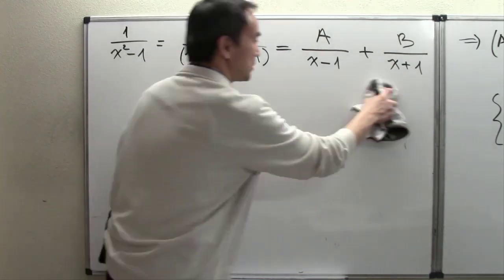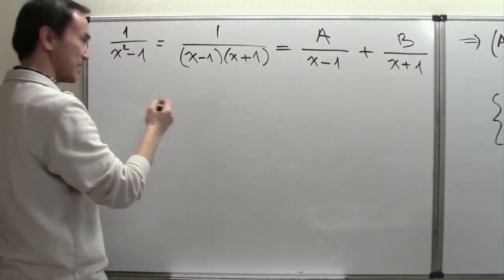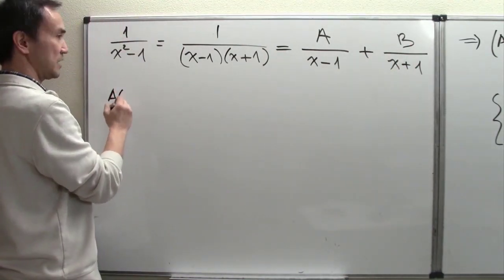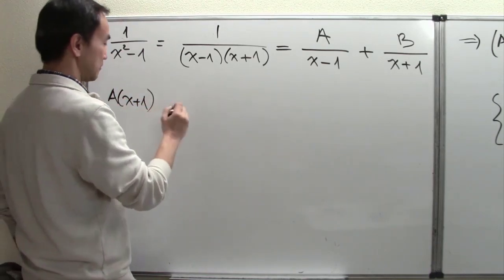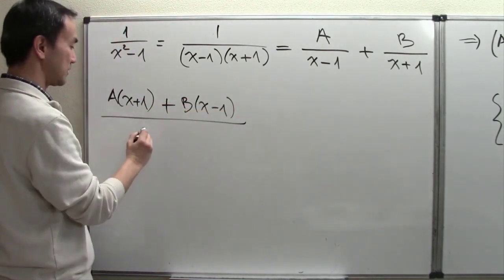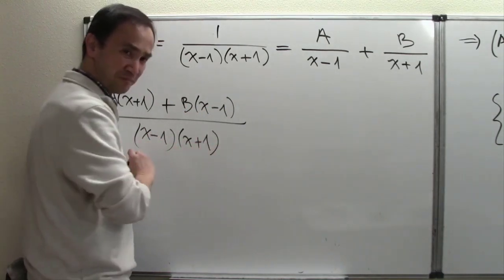Then with the 2 starting points here, think about recombining them. Allow me to start going fast with the steps right here. We got a times x plus 1, plus b times x minus 1, and all over that, the denominators multiplied together. Do you guys agree?